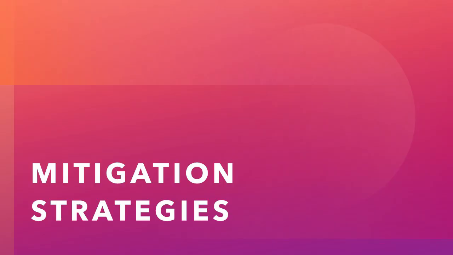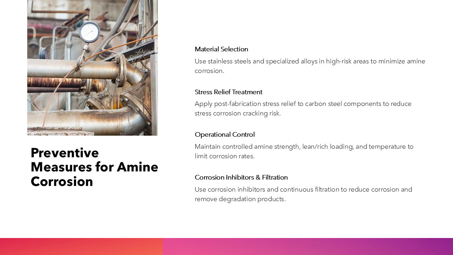Mitigation strategies: preventive measures for amine corrosion. Effective mitigation of amine corrosion requires a multifaceted approach. Material selection is critical. Stainless steels and specialized alloys should be used in high-risk areas such as regenerators and heat exchangers. Post-fabrication stress relief for carbon steel components helps reduce susceptibility to SCC.